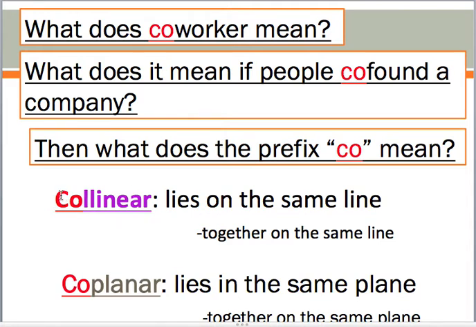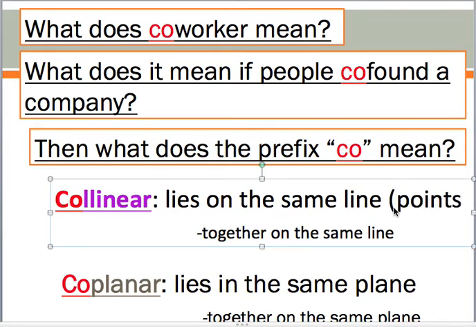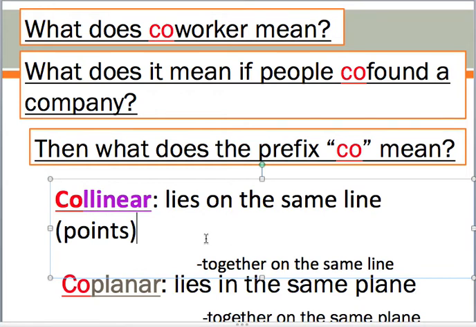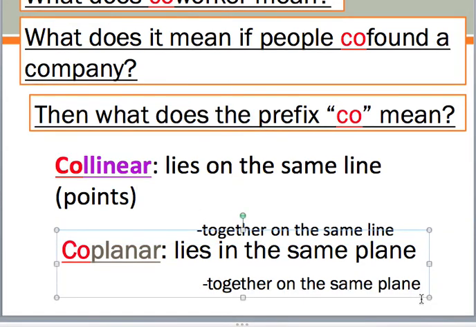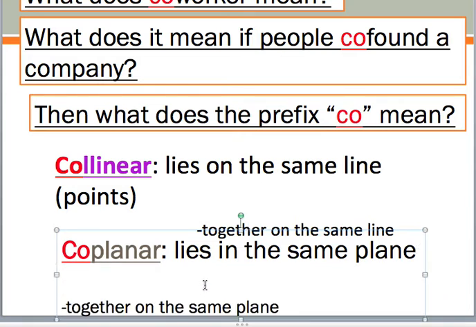The two words we want you to write down are collinear and coplanar. We want you to get these definitions down. Collinear means that something lies on the same line, so together on the same line. When we're talking about collinear, we're talking primarily about points. Points are collinear. Coplanar means that two things lie in the same plane. When we're talking about coplanar, we're talking about both points and lines. So points can be coplanar and lines can be coplanar.